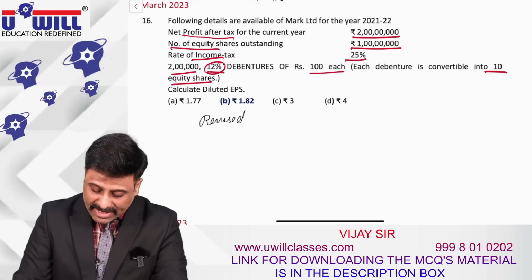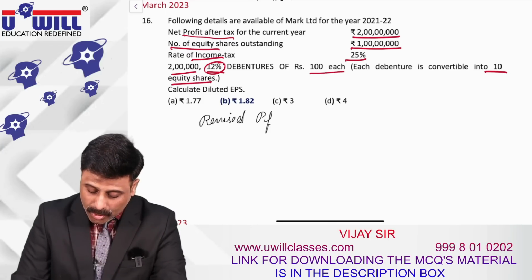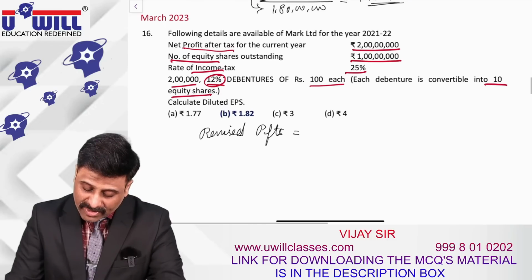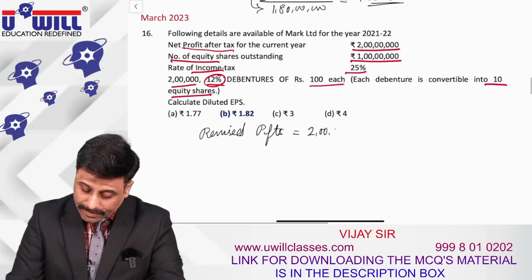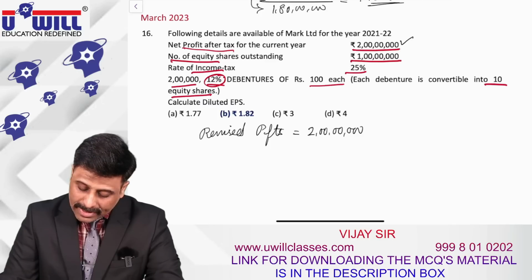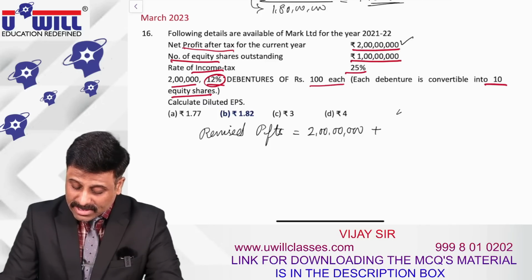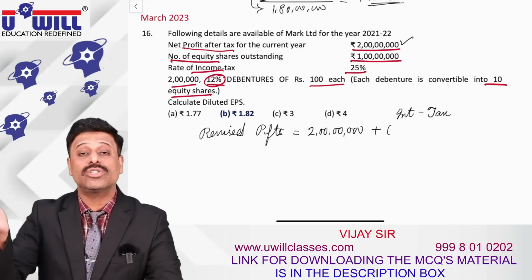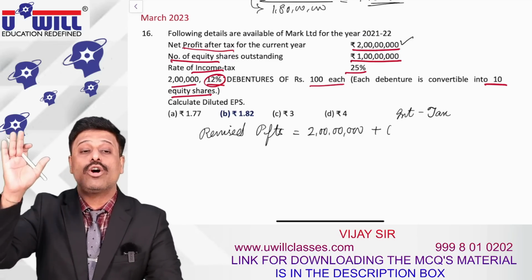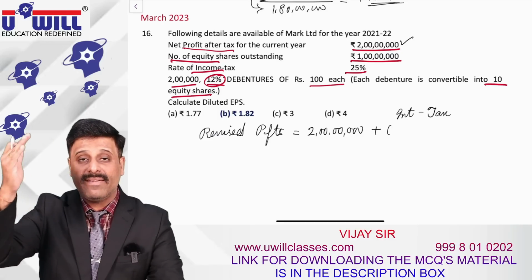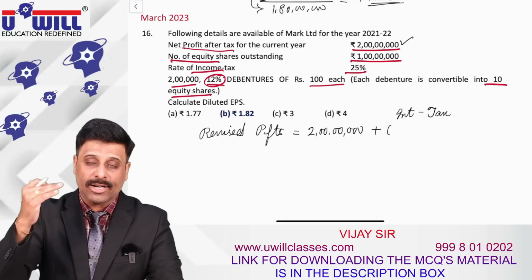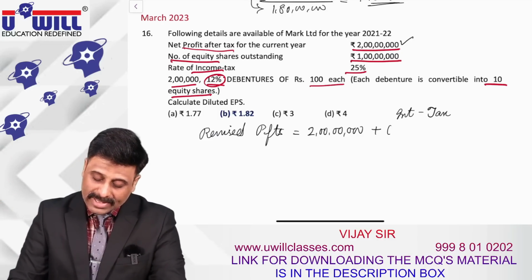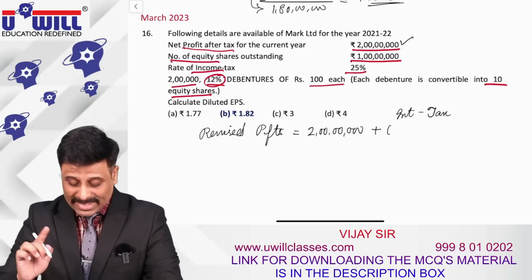For diluted EPS, first we'll find revised profits. How will we find revised profits available for equity shareholders? Existing profits, which is 2 crores. In that we will add interest minus tax. We'll add interest on debentures because we don't have to pay that in future, so profit will increase. Because of that, our tax liability will increase, so profit will decrease. Right now we are saving on tax. So whenever there is debenture interest, we minus tax from that.